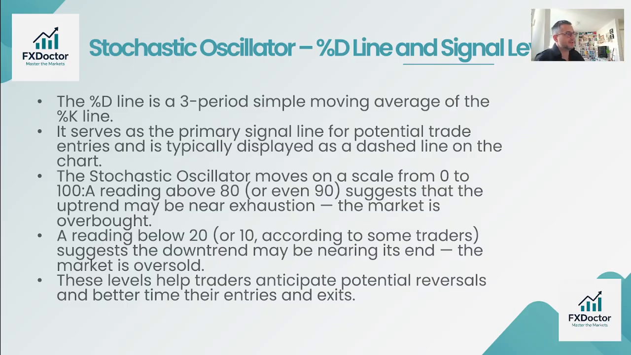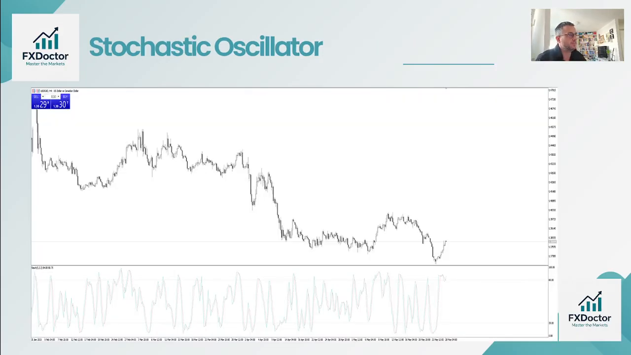The market is overbought. When it is with RSI, we had 30 and 70. Below 30 is oversold. Above 70 is overbought. With stochastic oscillator, we have 20 and 80. The same measures.